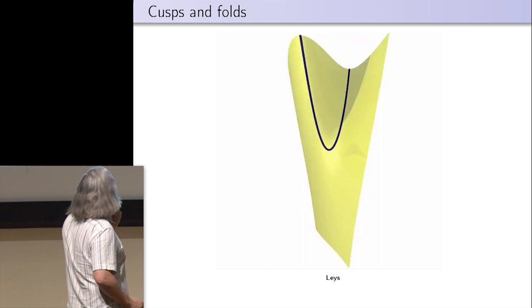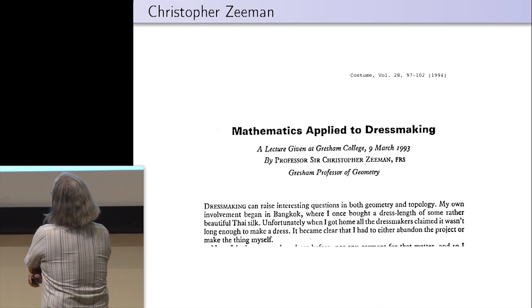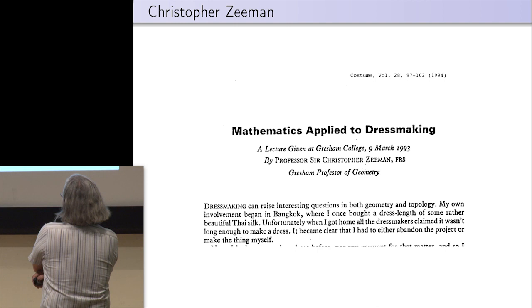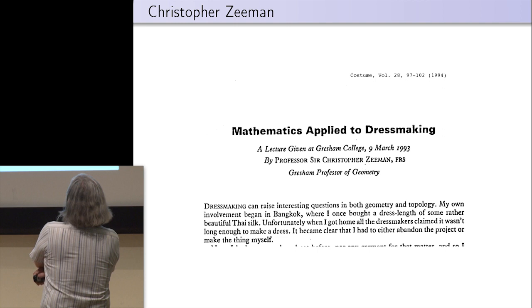So I told you he wrote a paper on cutting a dress for his wife. So it's a very interesting paper, not long. He explains that dressmaking can raise interesting questions in both geometry and topology. My own involvement began in Bangkok, where I once bought a dress length of some rather beautiful Thai silk. Unfortunately, when I got home, all the dressmakers claimed it wasn't long enough to make a dress. It became clear that I had to either abandon the project or make the thing myself.